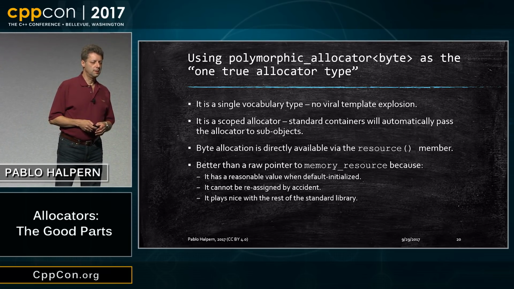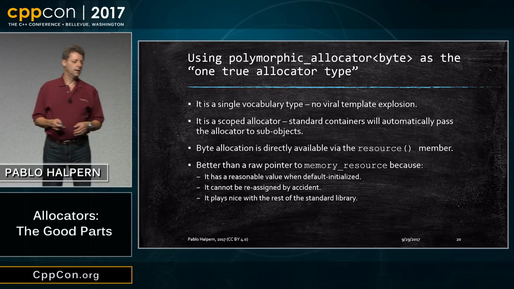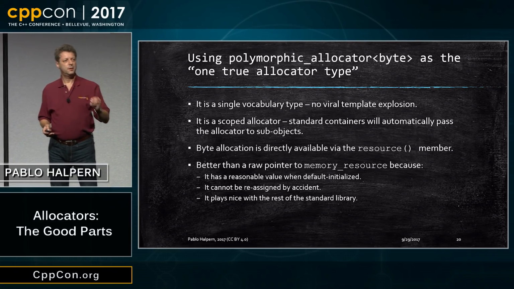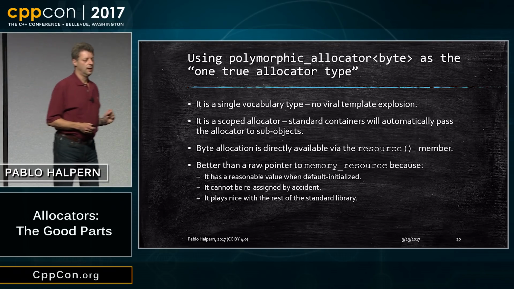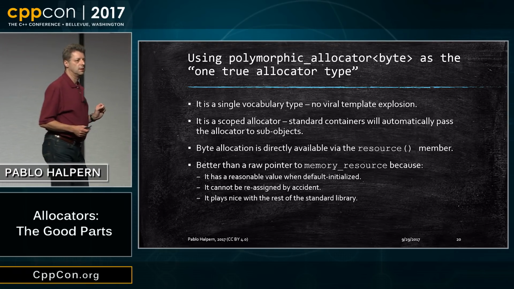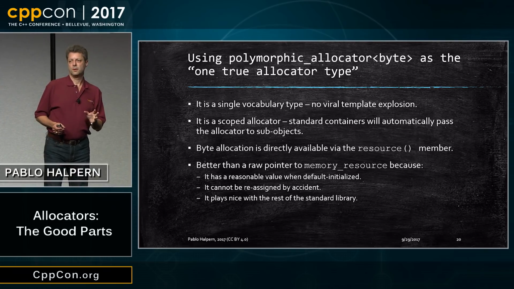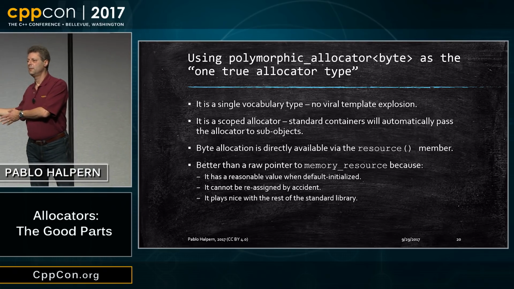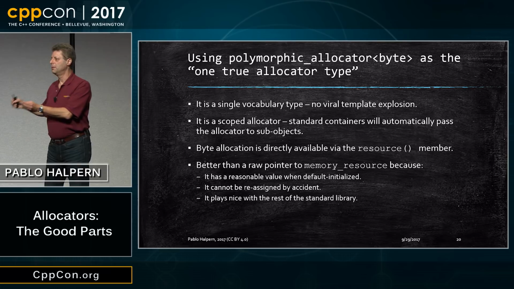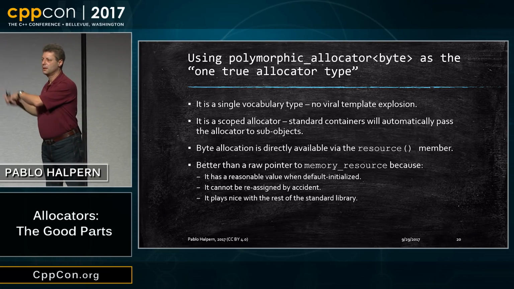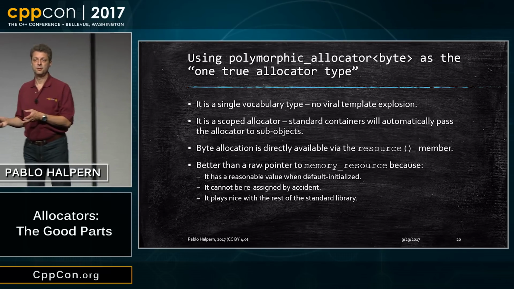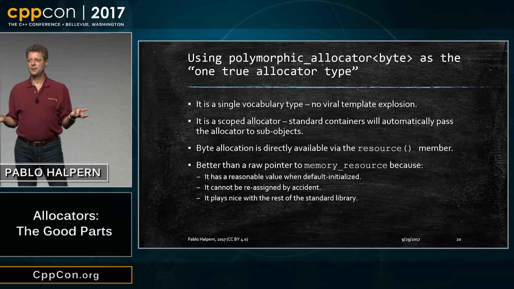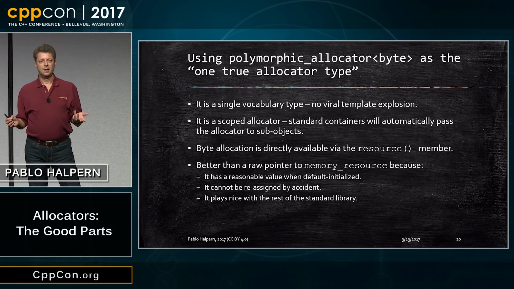Direct byte allocation through the resource, and it's better than a raw pointer to a memory resource because it has a reasonable default initialization. So that's really useful. If you put an allocator at the end of your argument list for your constructor, you can just default it to open, close, curly, and you'll get some reasonable default. Whereas that's not true for a pointer. Pointers don't give you reasonable defaults, they give you null pointer, and null pointer is not a good memory resource pointer.